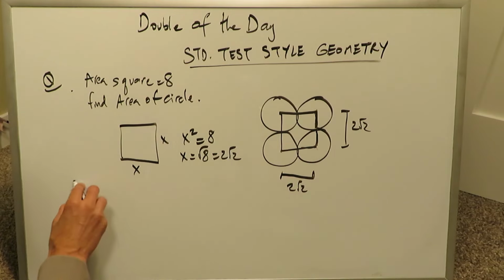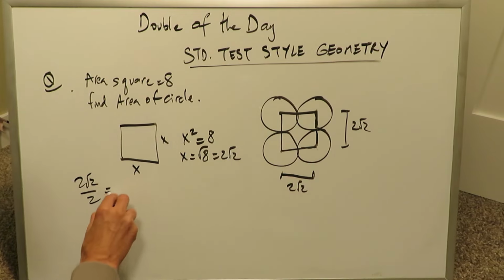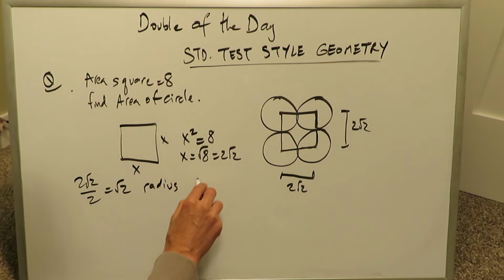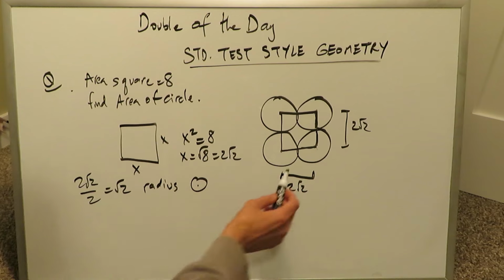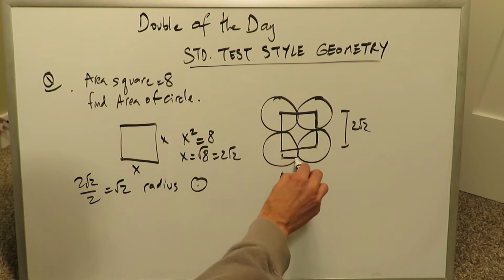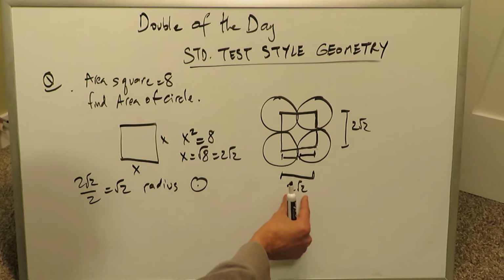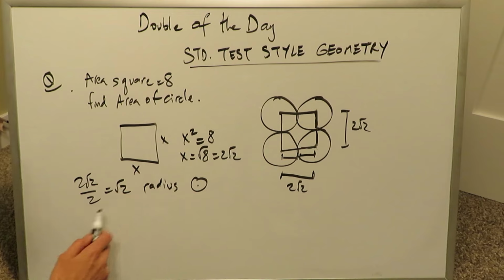If you take this 2 root 2 and divide it by 2, you'll get root 2, which will represent the radius of a single circle. Just from right here to right here, you've taken 2 root 2 and divided by 2. Because 2 of these radii are generating this, a single radius must be 2 root 2 divided by 2, and you get root 2.